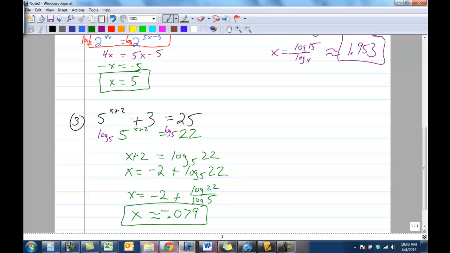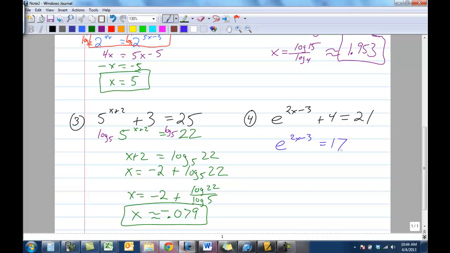All right, let's do one more. Number 4. E to the 2x minus 3 plus 4 is equal to 21. Of course, the first thing you do is move the 4. So, all right, e to the 2x minus 3 equals 17.